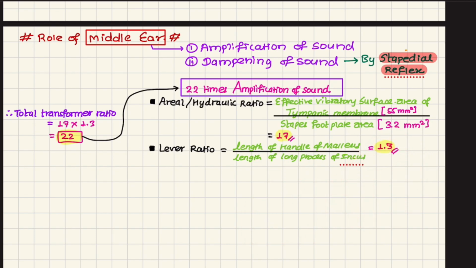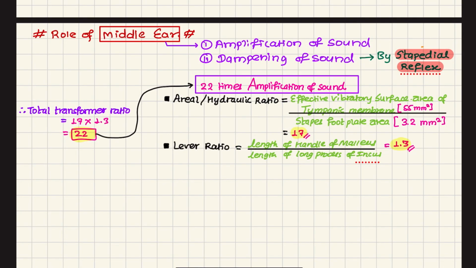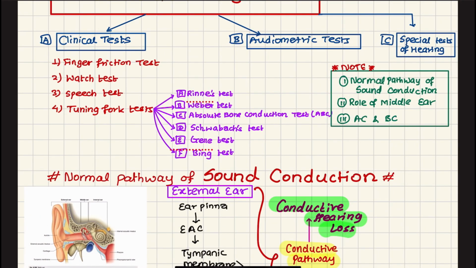The main role of the middle ear is to amplify the sound. So one thing we understand from the middle ear is that whenever in any pathway there is the involvement of the middle ear, then there will be amplification of the sound. That is, the sound will be heard louder and for a longer duration. So now we have finished the role of the middle ear in sound transmission. The next topic is air conduction and bony conduction.